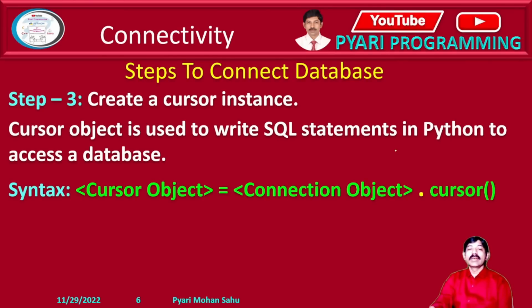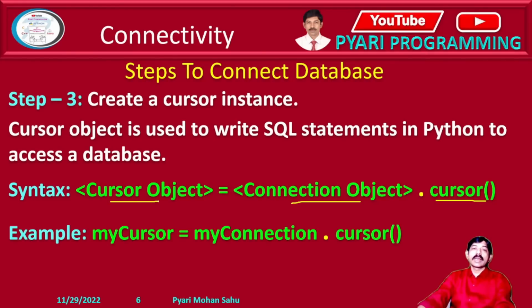Now how am I going to use it? The syntax is connection object dot cursor. Already we have created the connection object, you might have seen it in the previous slide. Cursor is the function which generates a cursor. After that it will return the object where I am going to store the cursor object.